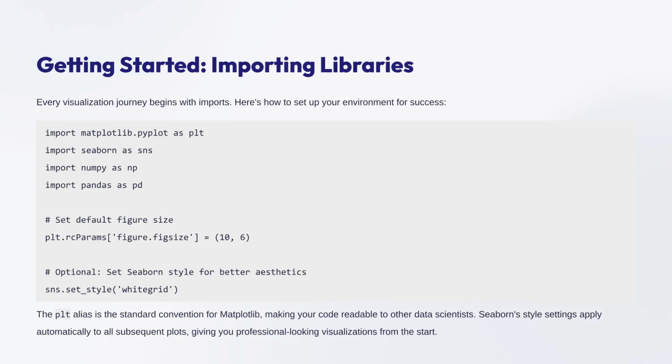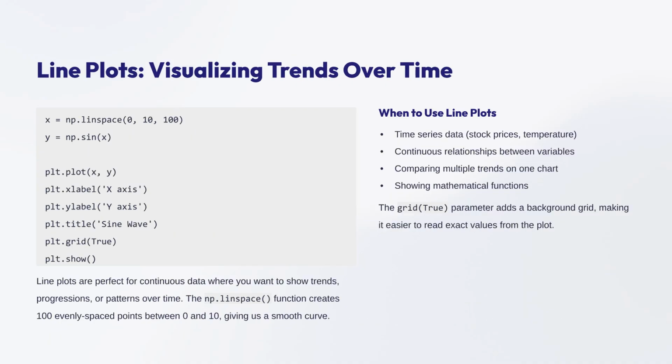To get started, we import Matplotlib as PLT, Seaborn as SNS, along with NumPy and Pandas. We can also set a default figure size and optionally apply a Seaborn style like white grid for better aesthetics. Line plots are ideal for visualizing trends over time, such as stock prices or temperature. Here, we plot a sine wave using plt.plot. Remember to label your axes and add a title for clarity.